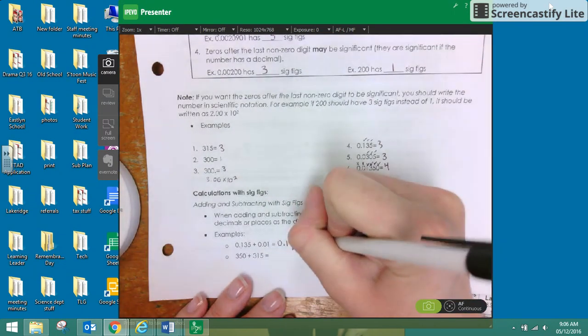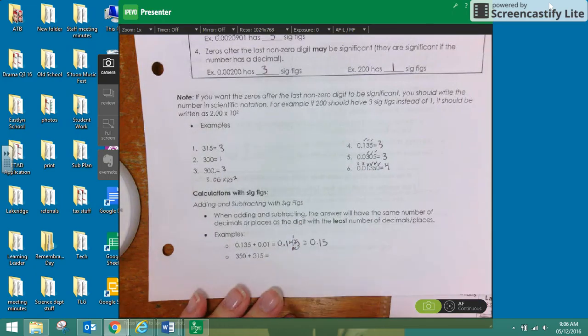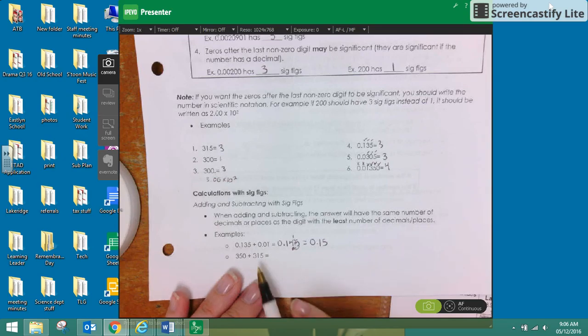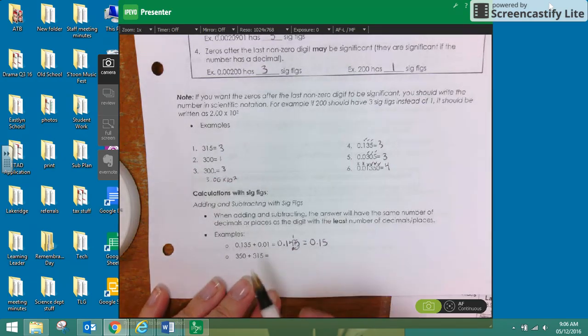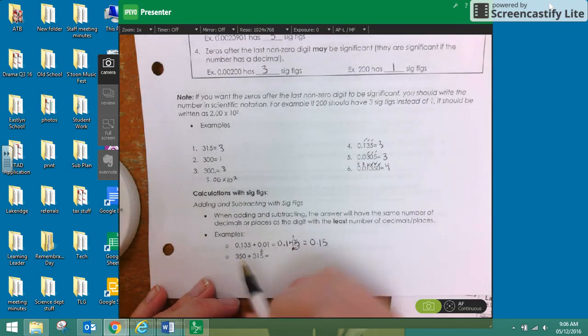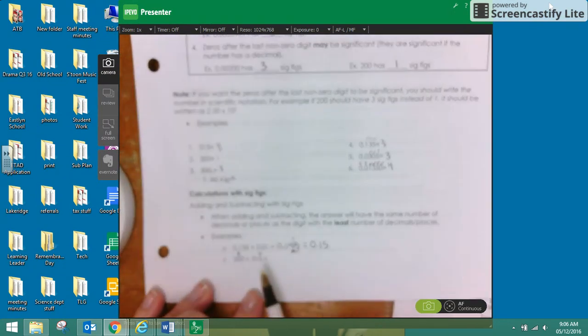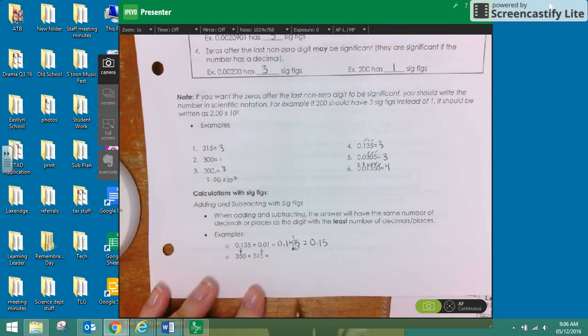So it becomes 0.15. When you're adding and there's no decimals, then you have to look at the most or the least accurate place value. So this is the ones place, and in this one, the last non-zero digit is in the tens place. Whichever one's further to the left is the less accurate one, so that's the one you go with.